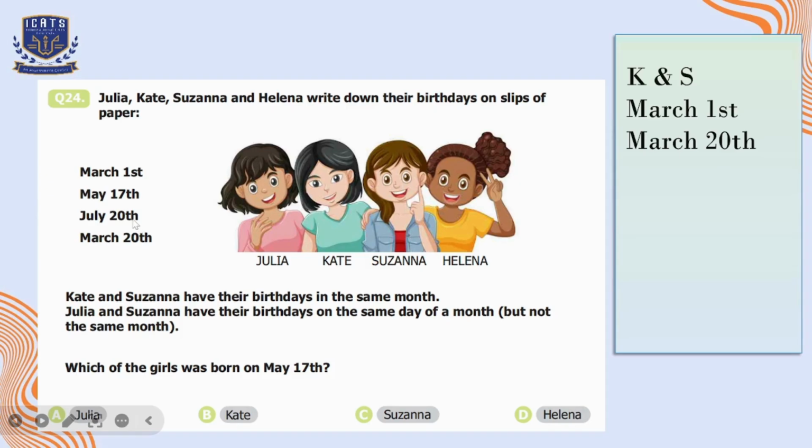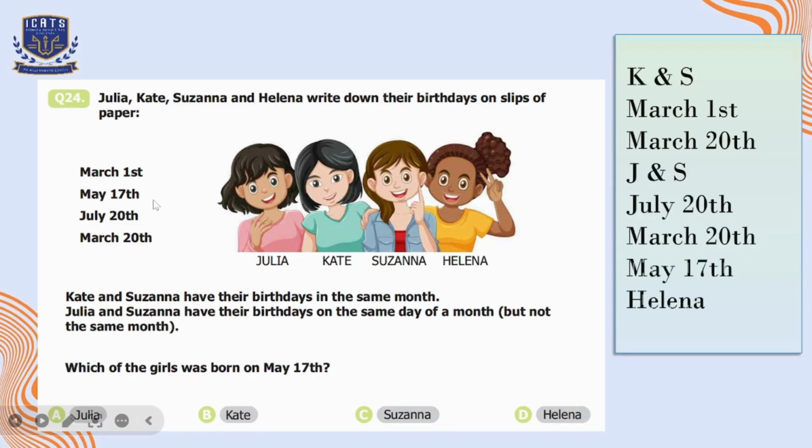So we can see the 20th is repeated 2 times here. So we can choose these two dates for Julia and Susanna. So it's July 20th and March 20th. Now what is left? It's May 17th. It means that Helena's birthday is on May 17th. So we can choose option D here.